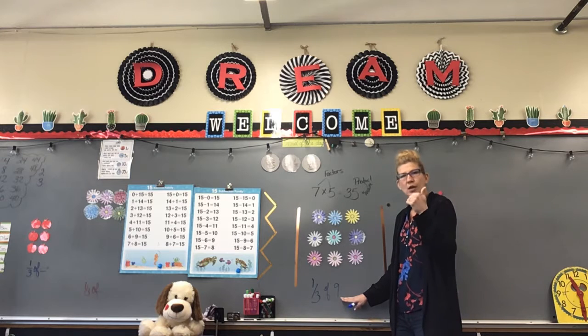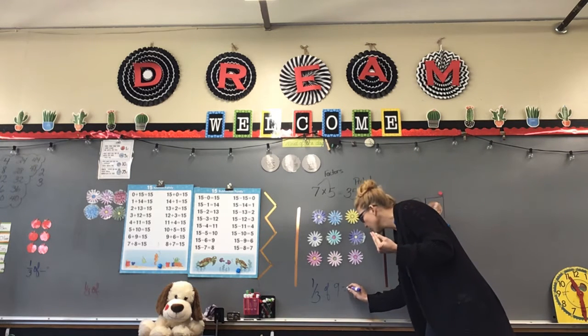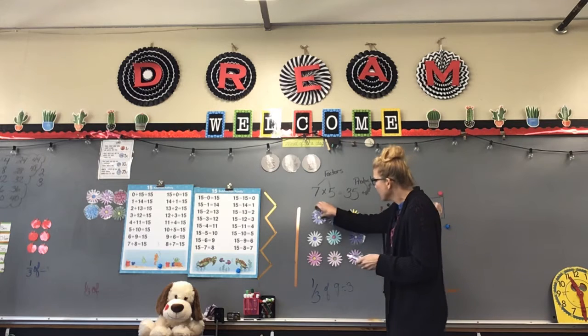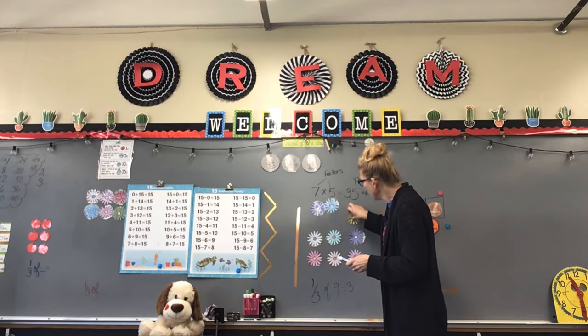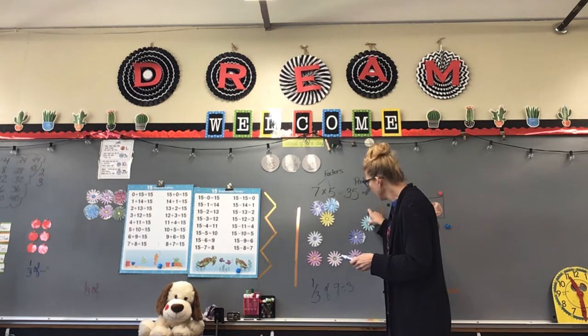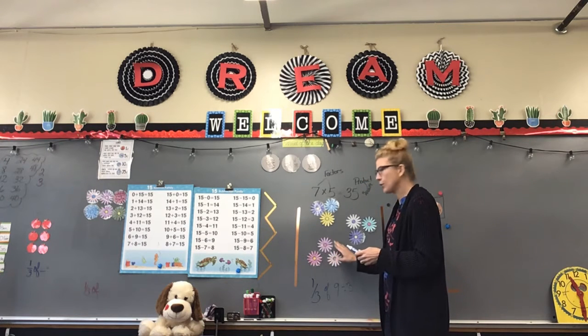So count with me. 3, 6, 9. How many will be in each of the groups? There will be 3 in each of the groups. So our answer is 3. So obviously I have 3 in a group here. Then I can put a group here of 3. And my last group will have 3 in it also.